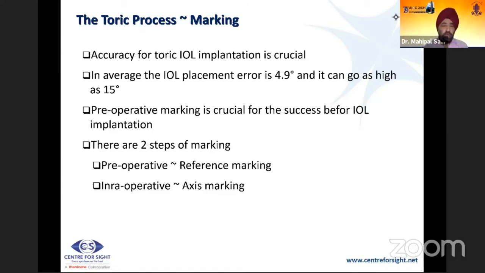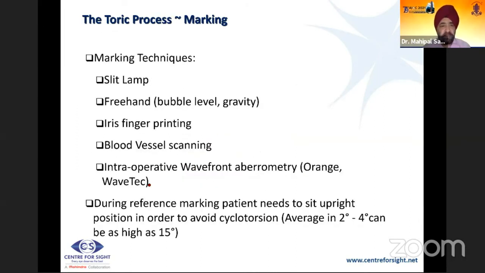So there are two steps. First is the pre-operative reference marking, and the second is the axis marking, which is the intraoperative step. The markings can be done using the bubble level, which uses gravity. It can be done with the slit lamp, or with blood vessel scanning. But if you are using the IOL Master with the Callisto, they will talk to each other, cyclotorsion, etc. can be accounted for, and you don't really need to mark anything.